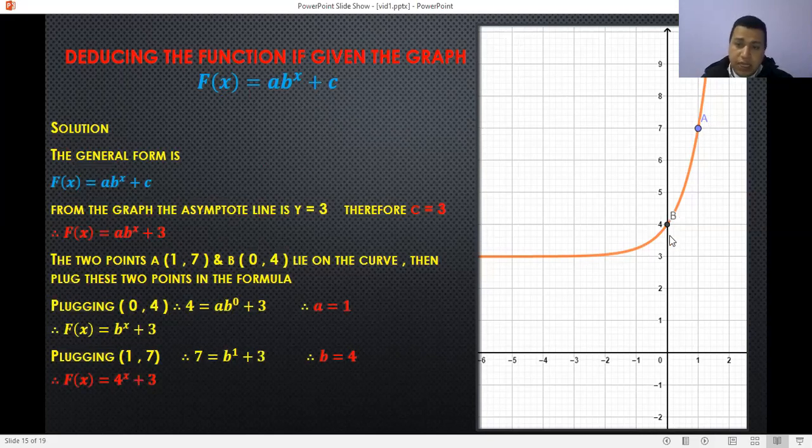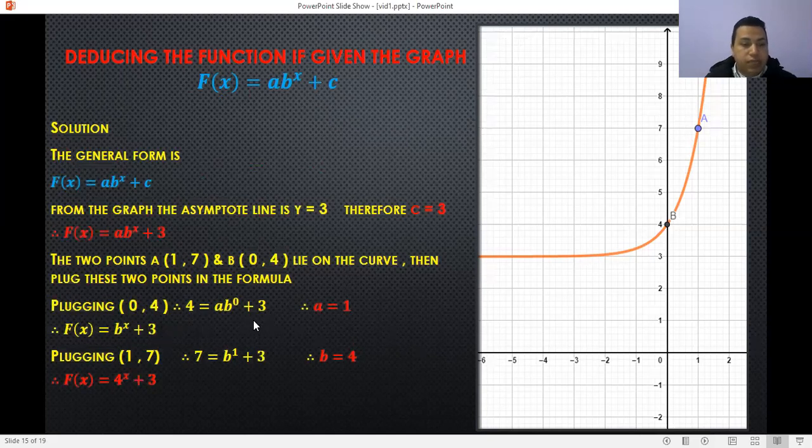Okay, if I check the points (0, 4) and (1, 7) and plug these values into the given equation, what will happen? Let's start with the point (0, 4). Plugging in 4 for f of x and 0 for x, b to the power 0 equals 1, so a equals 4 minus 3, which is 1. Then the function is f of x equals b to the power x plus 3.